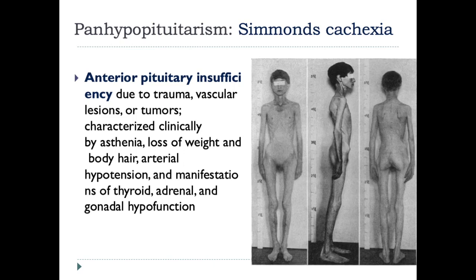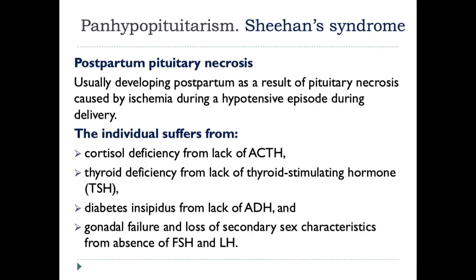Another syndrome is Sheehan's syndrome or postpartum pituitary necrosis. Usually we see development of this disorder because of ischemia during a hypotensive episode during delivery. The normal blood loss is about 400 milliliters, but when the woman suffers an increase of blood loss to 1.5 to 2 liters, it is a higher level of risk of development of Sheehan's syndrome.